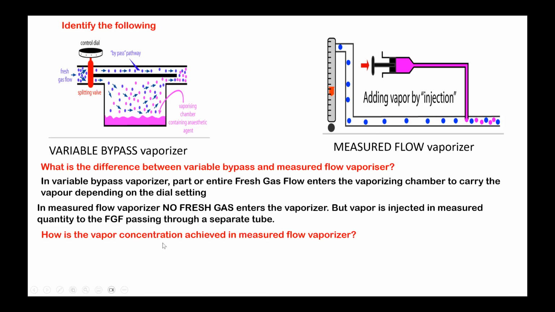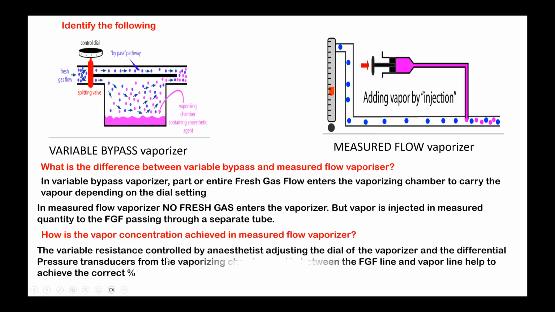So how is the vapor concentration achieved in measured flow vaporizer? That is the mechanism of working of desflurane vaporizer. Okay? The variable resistance controlled by the anesthetist adjusting the dial of the vaporizer, and the differential pressure transducer is present, because if you see a picture of the interior of the desflurane vaporizer, you will understand that better. And in between the fresh gas line and the vapor line to help achieve the controls correctly.